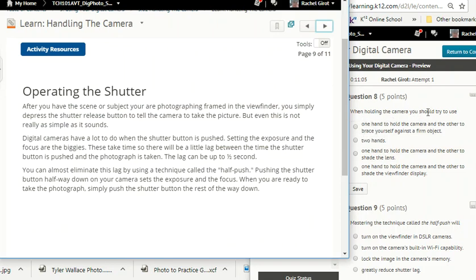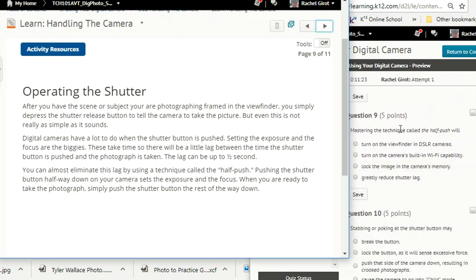Question 8, when holding the camera, you should try to use one hand to hold the camera and the other to brace yourself against a firm object, two hands, one hand to hold the camera and the other to shade the lens, or one hand to hold the camera and the other to shade the viewfinder display. What did your football coach say?